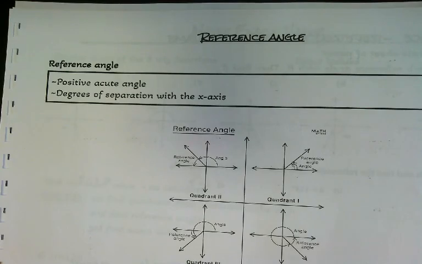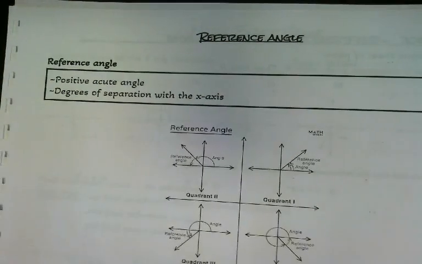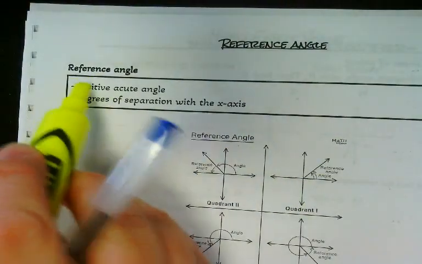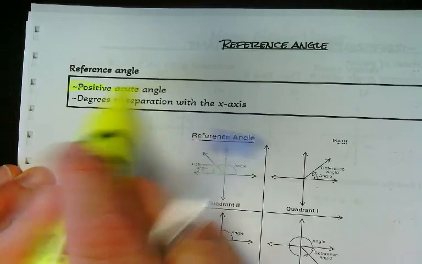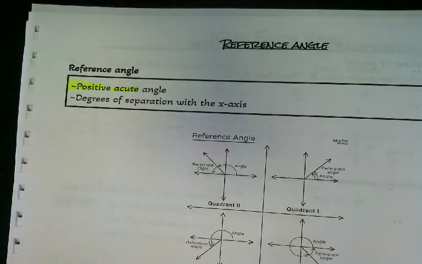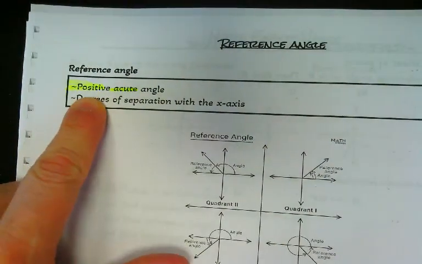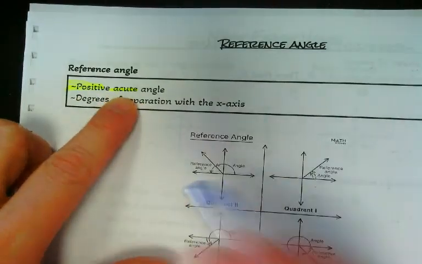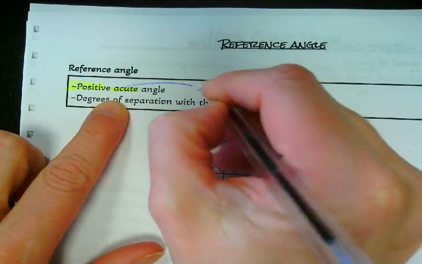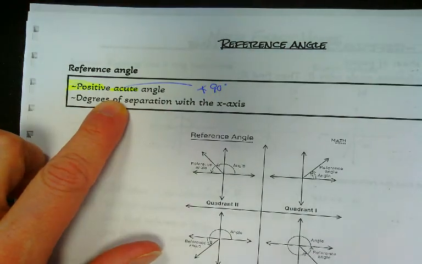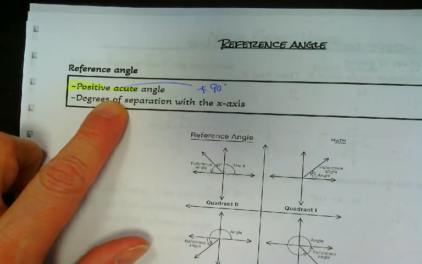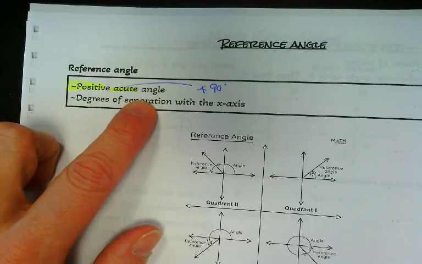All right, and this is a pretty big topic, understanding a reference angle and being able to apply it quickly. A reference angle is two words: positive and acute. A positive acute angle. We all know what positive means, correct? How about acute? Less than 90. So your answer has to be positive and acute, less than 90 degrees.